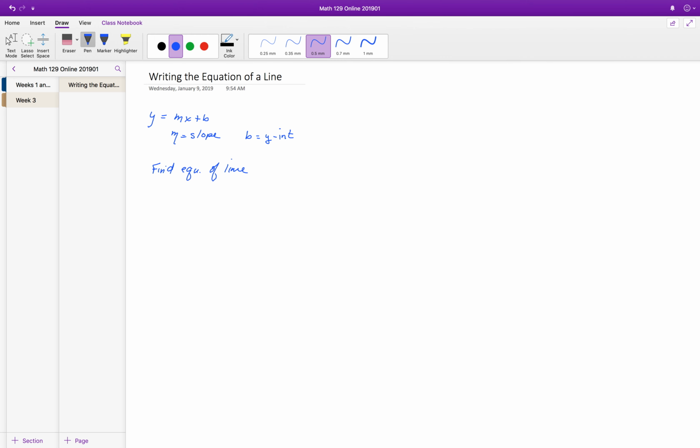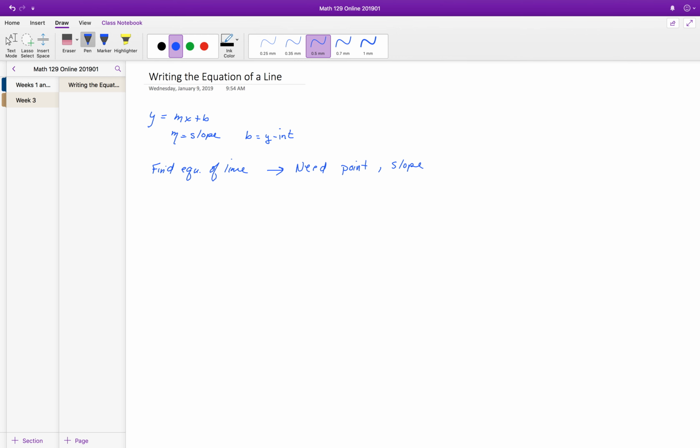You're usually given some information to do that. So really what you need to think about is, what do you need to find the equation of a line? You need two things. You need 1 point and the slope of the line.